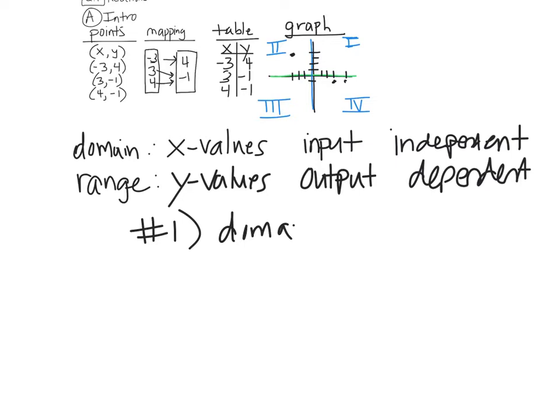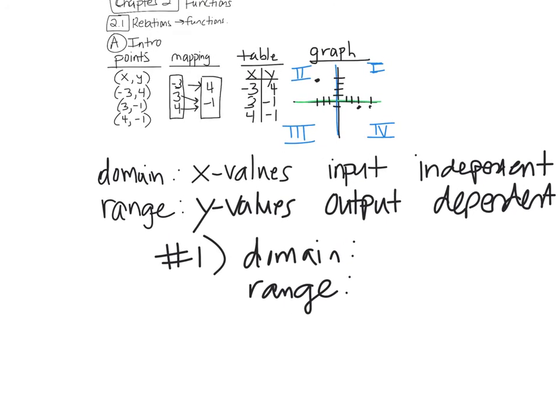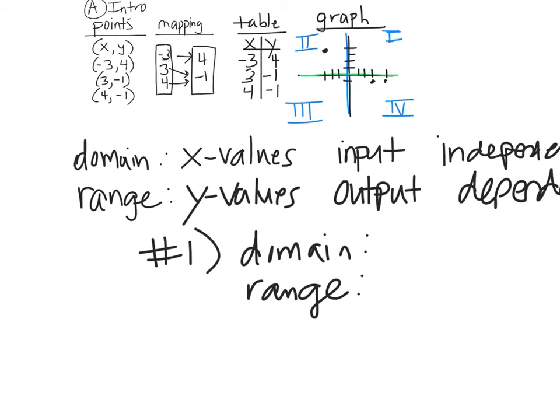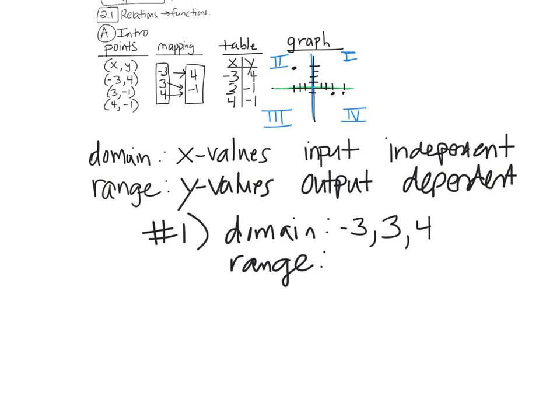What is the domain and what is the range of this example I gave up above? So what is the domain? What is the range? Now, if you ever get confused on what it is, look back at its definition. The definition tells you what it is. The domain are the x values. So when you look up here at this example I gave you, what are the x values? Perfect. -3, 3, and 4. And that's the domain. The x values that were in that problem. And what is the range? 4 and -1. Perfect.